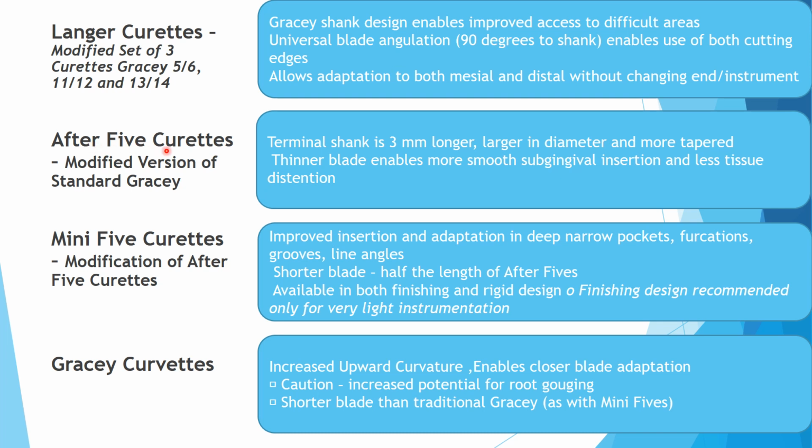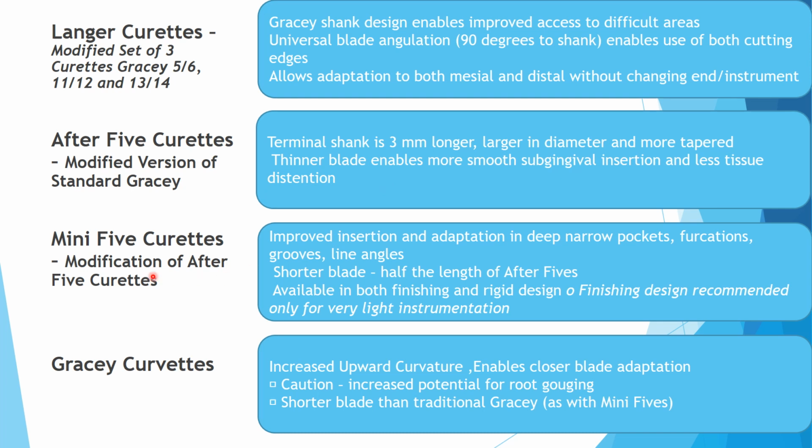Coming to the After Five curettes, there is a modified version of the standard Gracie. The terminal shank is 3 mm longer, larger in diameter, and more tapered. So this thinner blade enables more smooth subgingival insertion and less tissue distension.